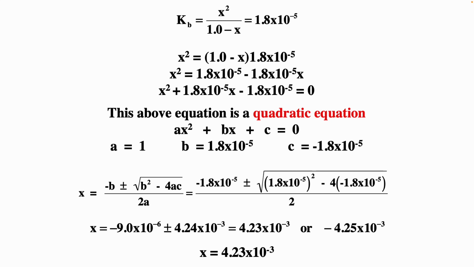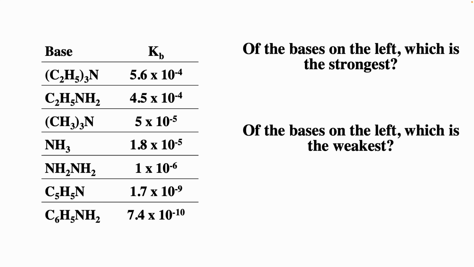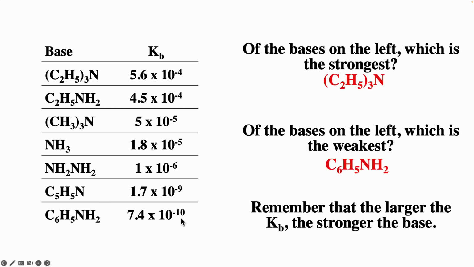And so for weak acids, weak bases, typically we should be able to use the approximation. The base on the left is the strongest, and so we can use the Kb to characterize the strength of the base. The bigger the Kb, the stronger the base. The smaller the Kb, the weaker the base.